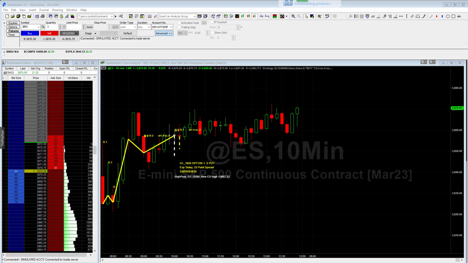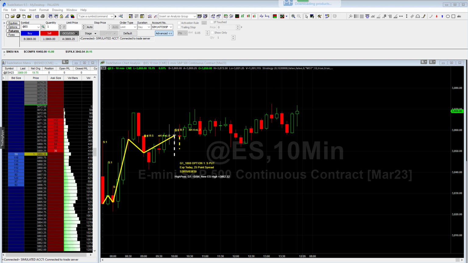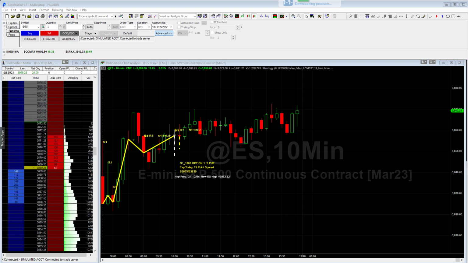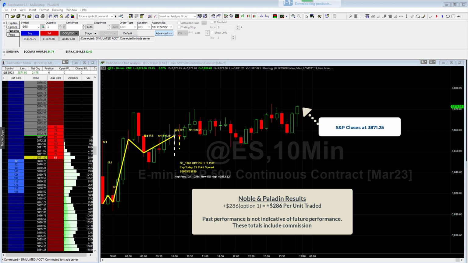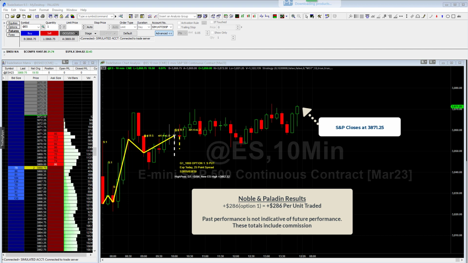So again, you see for this day, really the market just sort of slowly went higher, and the market ended up closing at about 38.71, which is above that short strike. So this was a full profit for us. So again, we made about $300 per unit traded on both Noble and also Paladin.